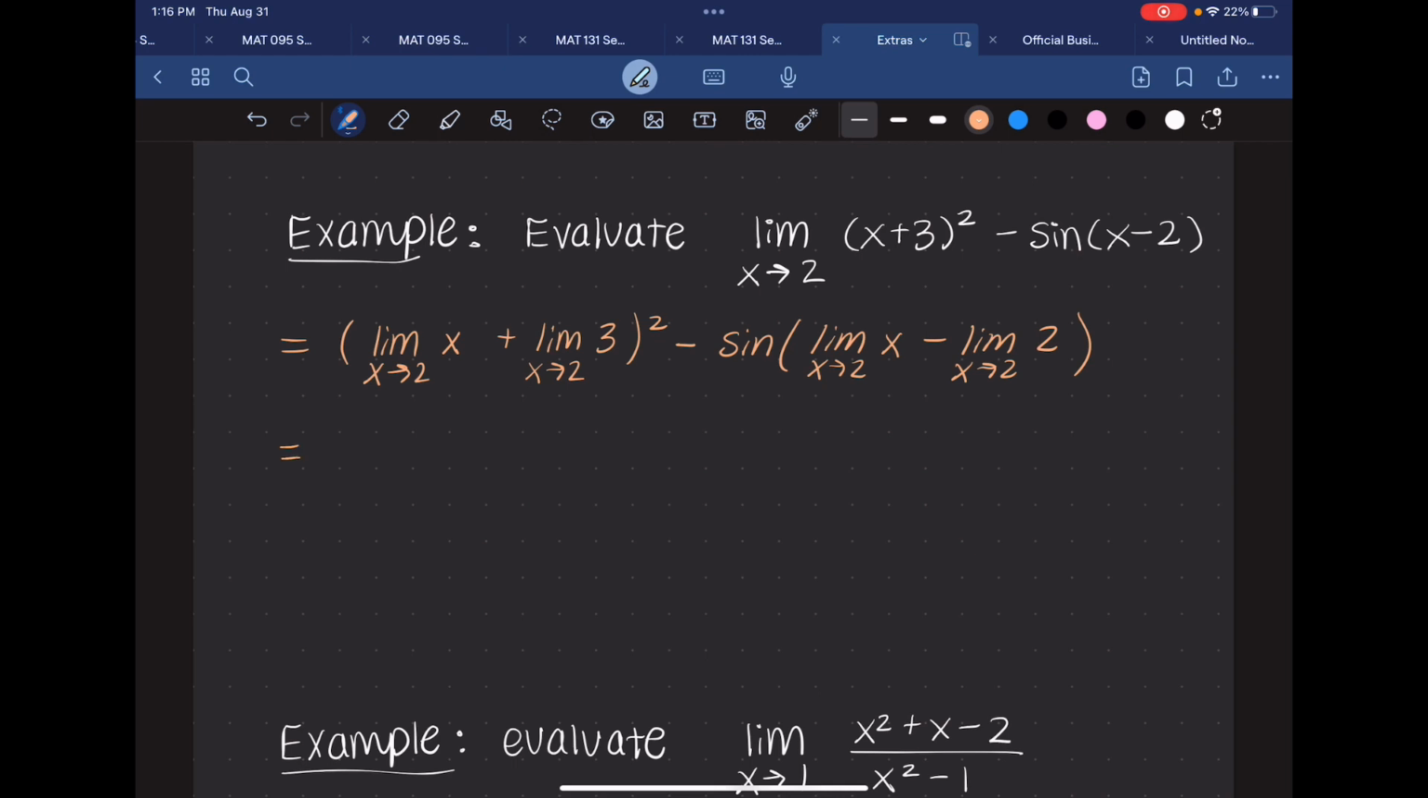And after this section, you won't need to write this out every single time, but I want you to keep in mind that you are using these limit laws anytime that you just plug in a value for a limit and evaluate it. So for this first one, limit as x goes to 2 of x is going to be 2. That's our first property. Plus, I have the limit as x goes to 2 of a constant function, so that's going to be equal to my constant function. That's, again, my first property. And then squared.